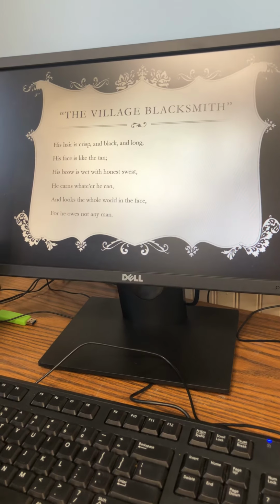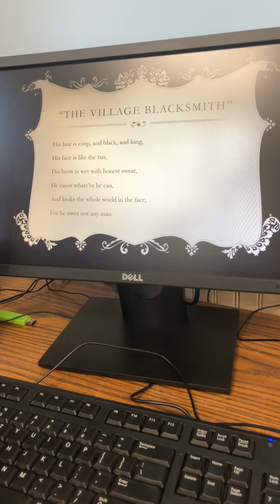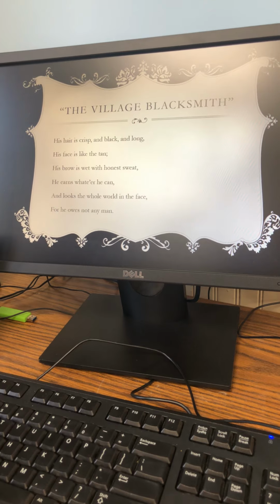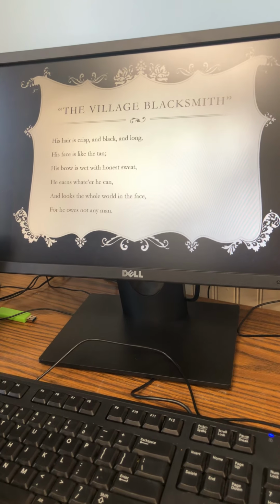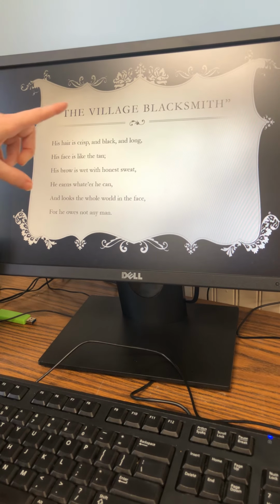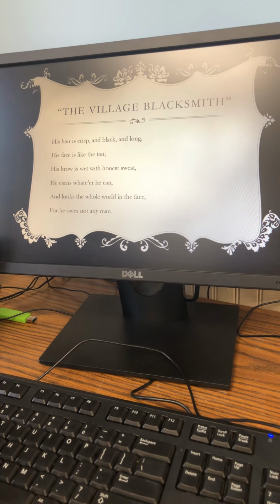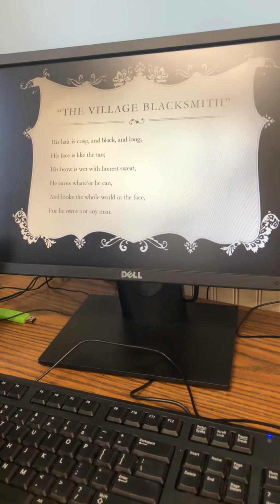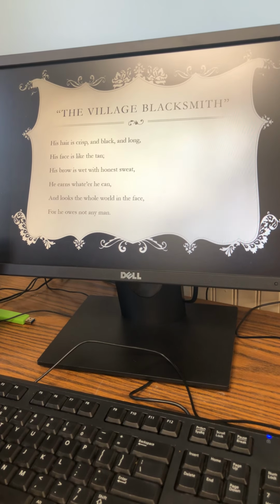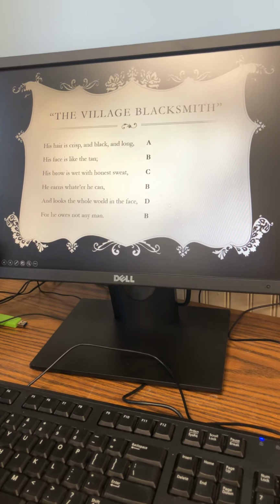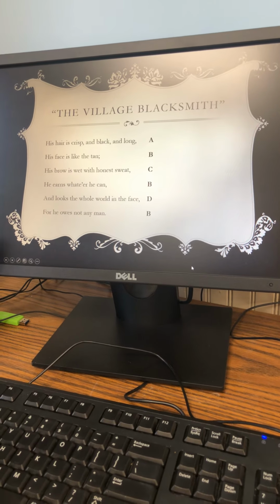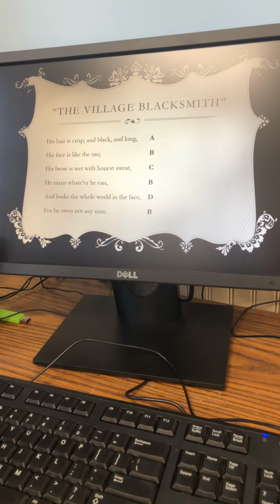Another stanza of the Village Blacksmith. Same thing, just pause the video and try to figure it out yourself, and then we'll go over the answer. Remember, this is a new stanza, so the first line, his hair is crisp and black and long, gets a letter A. Okay, so we've gone ahead and labeled the first line with an A.